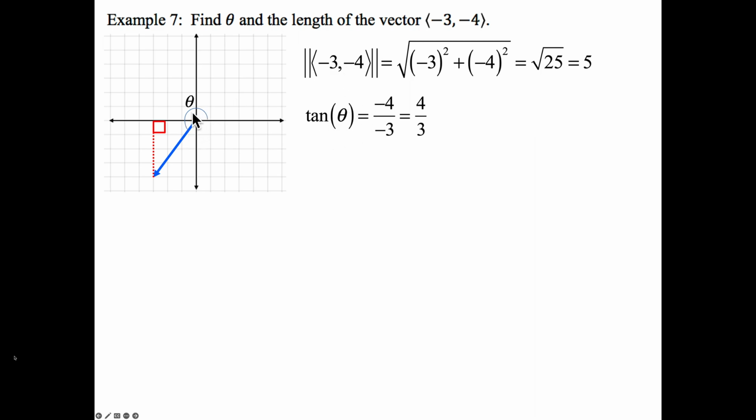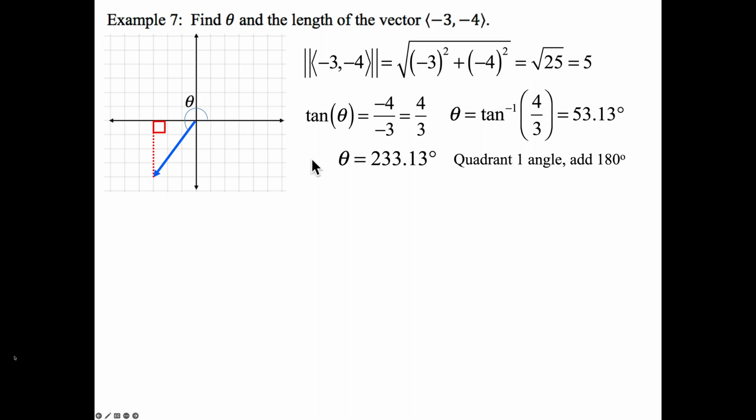So remember, tangent of theta, here's your reference angle, is opposite over adjacent. So that would be the y component over the x component. So -4/3 or 4/3. And then we can use your calculator, and we'll just do the inverse tangent of 4/3, which is approximately 53.13 degrees. However, we are in quadrant 3, so we have to add, because 53.13 is here, you got to add 180 degrees to that to get it down into quadrant 3.